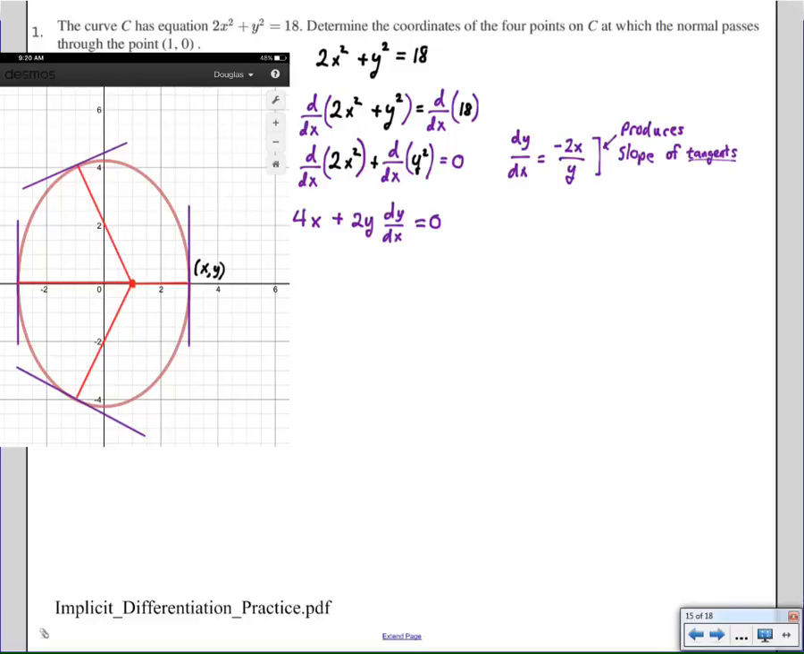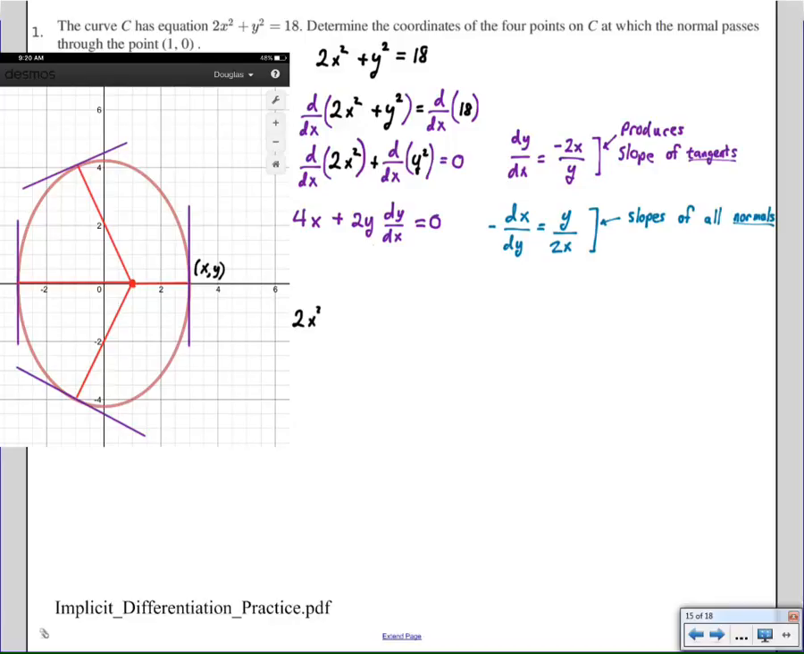Here's a clever way to get all the normals generated in the same way. Take the opposite reciprocal. So if dy/dx is equal to -2x over y, then dx/dy with the opposite sign is the reciprocal, the opposite reciprocal. Therefore, this formula generates the slopes of all the normals.